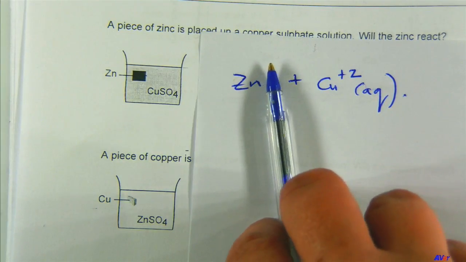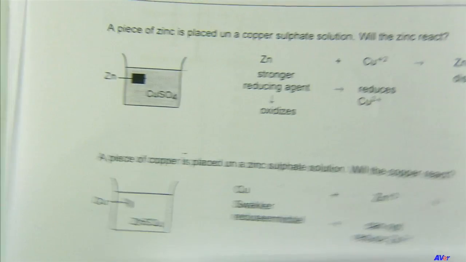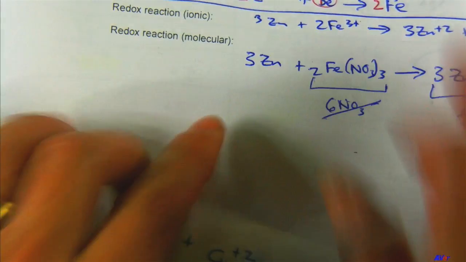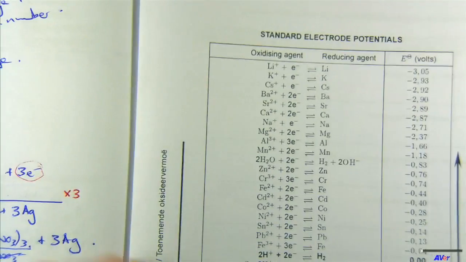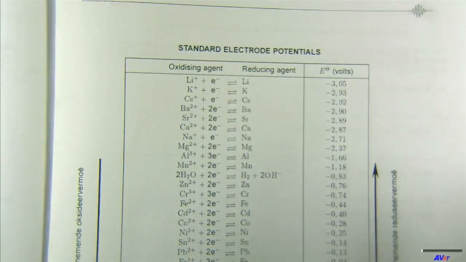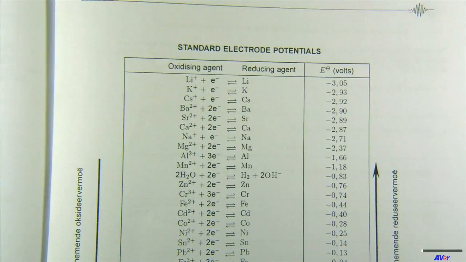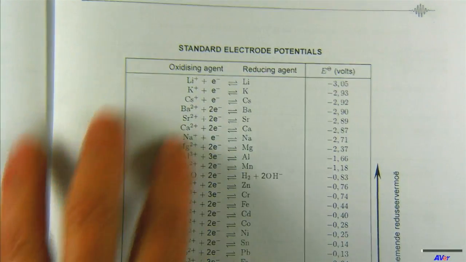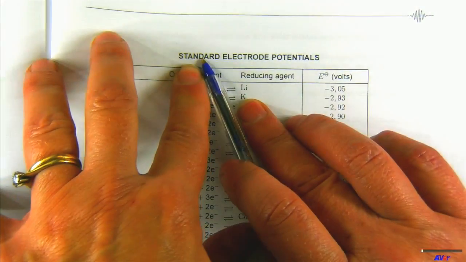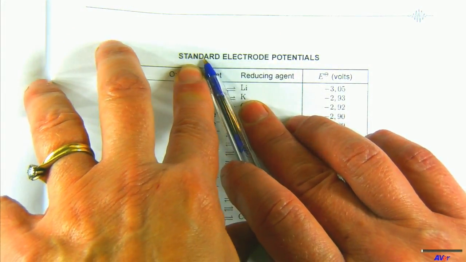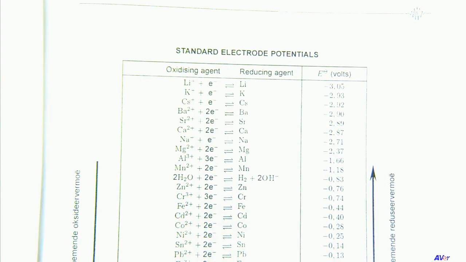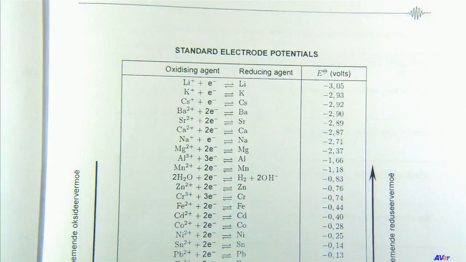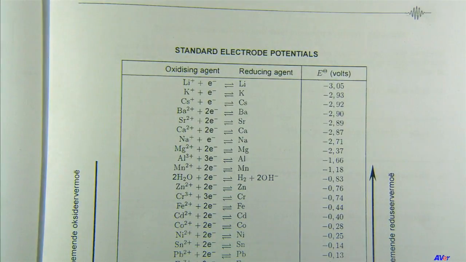Do you know? I don't know. You definitely don't know, but this is where the table comes in. Now, I know it's the first time you see this table. This table is the standard electrode potential table. This table is my way to know who's fighting harder.